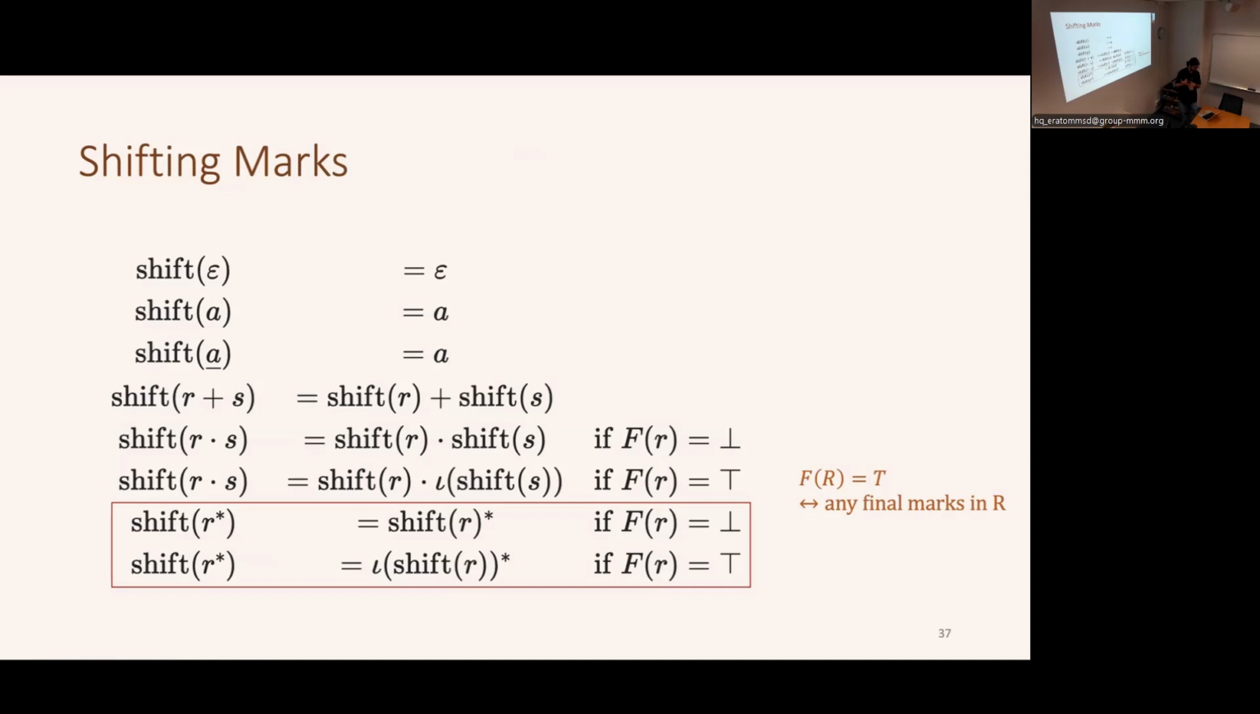The other thing with star is similar. So if there are no final marks under the star, then we are fine. If there is some final mark, then we could carry over this mark and pretend that it's an initial mark for the next configuration of the automaton. So if this is the case, then we call the initialize function again.